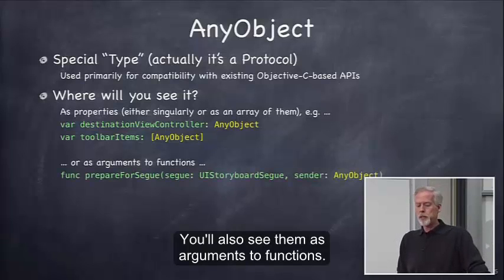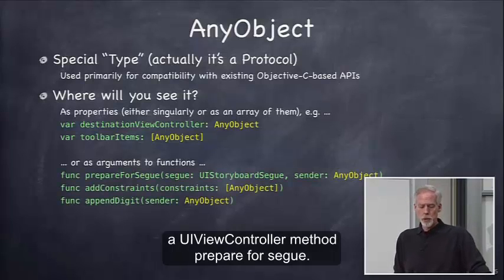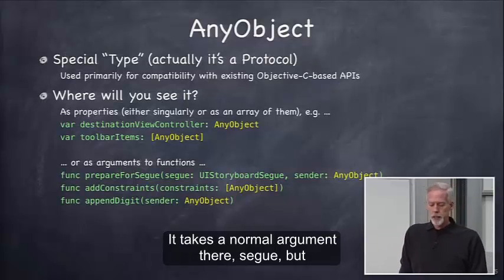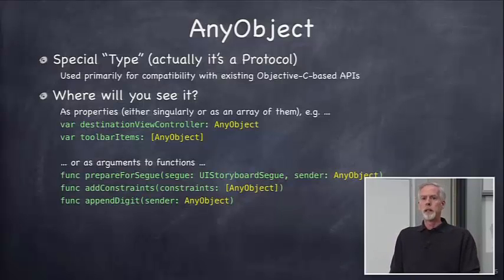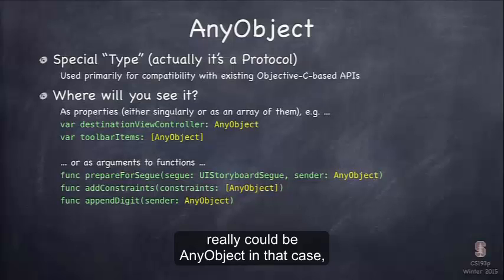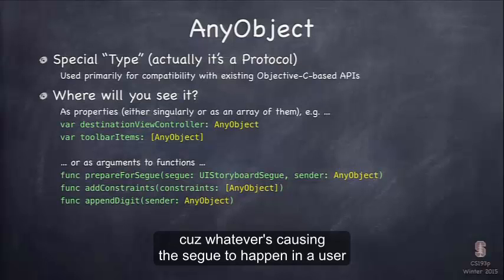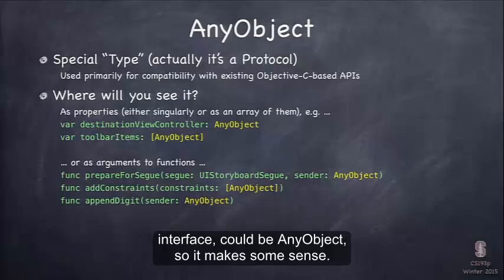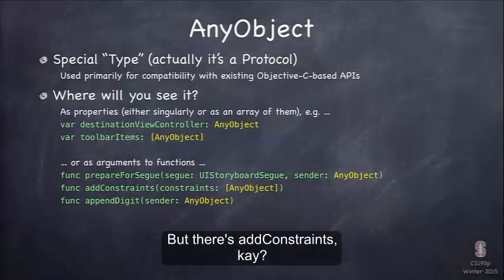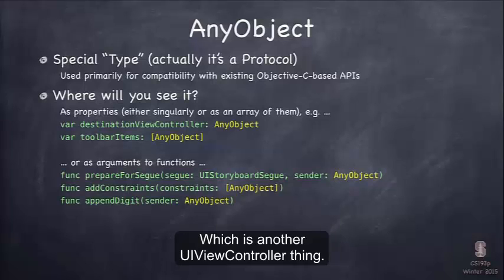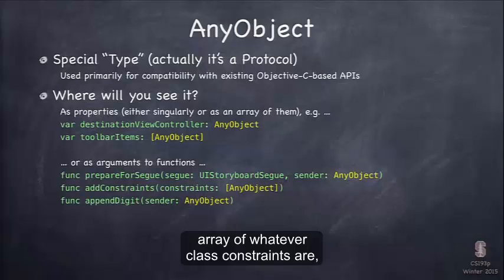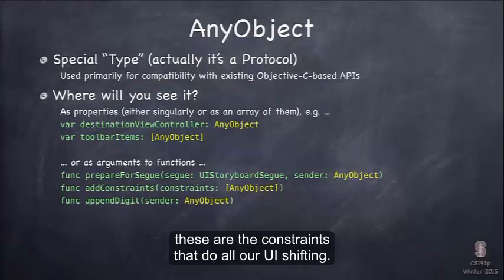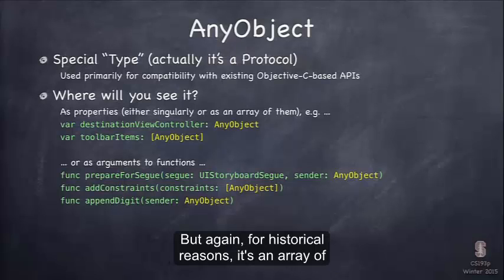You'll also see them as arguments to functions. Like here's a UIViewController method prepare for segue. It takes a normal argument there, segue, but then it also takes a sender, which can be AnyObject. Now in that case, it kind of makes sense because it really could be any object, because whatever's causing this segue to happen in your user interface could be any object, so that would make some sense. But there's add constraints, which is another UIView thing. And you add the constraints, you think that would be an array of whatever class constraints are. I haven't taught you about this, but these are the constraints that do all our UI shifting. But again, for historical reasons, it's an array of AnyObject.